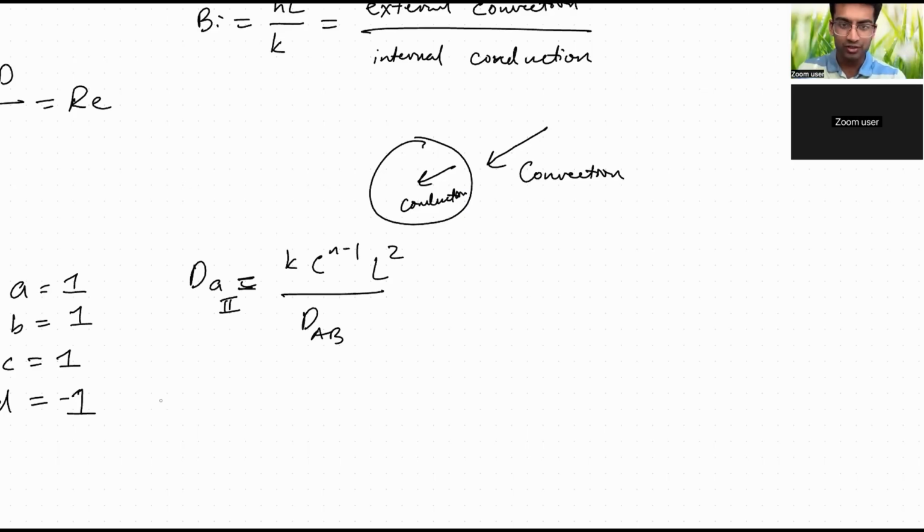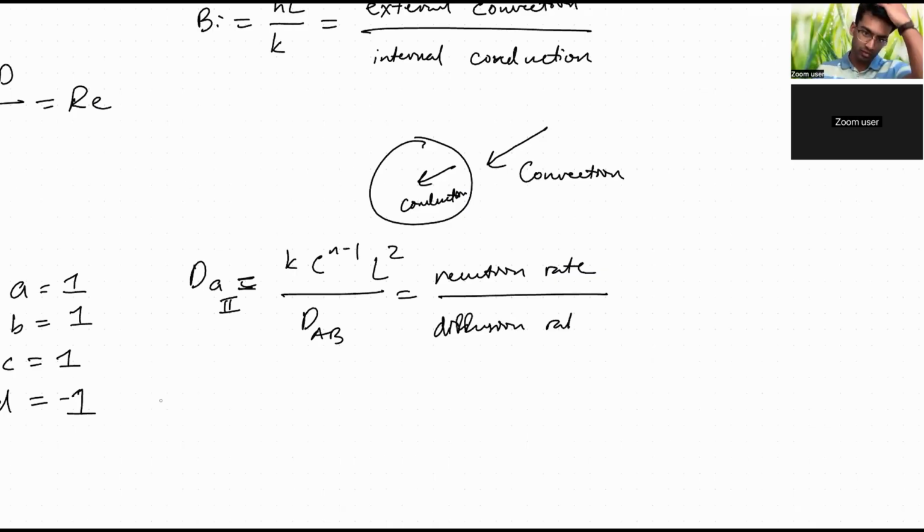And this essentially tells you the rate of reaction compared to the diffusion rate. Both Damköhler numbers do this, Damköhler 1 and Damköhler 2. And essentially, this is very important in reactor design, because the question becomes, am I reaction limited or am I diffusion limited? And that's going to change how you design your reactor.